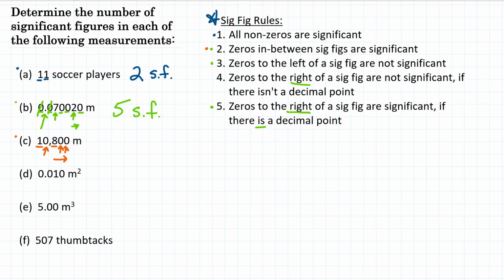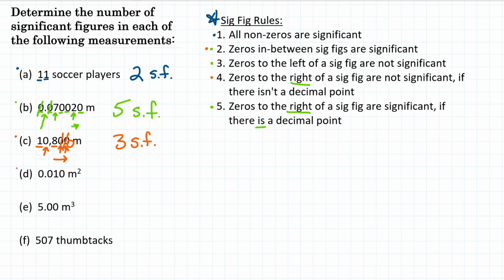So we're going to rules 4 and 5, which differ by whether there is a decimal or not. Looking at 10,800 meters, is there a decimal? No, there is not. It would be right here if there was, because there's no decimal point there. That gets us to rule 4, which says zeros to the right of a significant figure are not significant if there isn't a decimal point. So no decimal point means that 0 is not significant, and neither is that one. So for C, we have 3 significant figures.